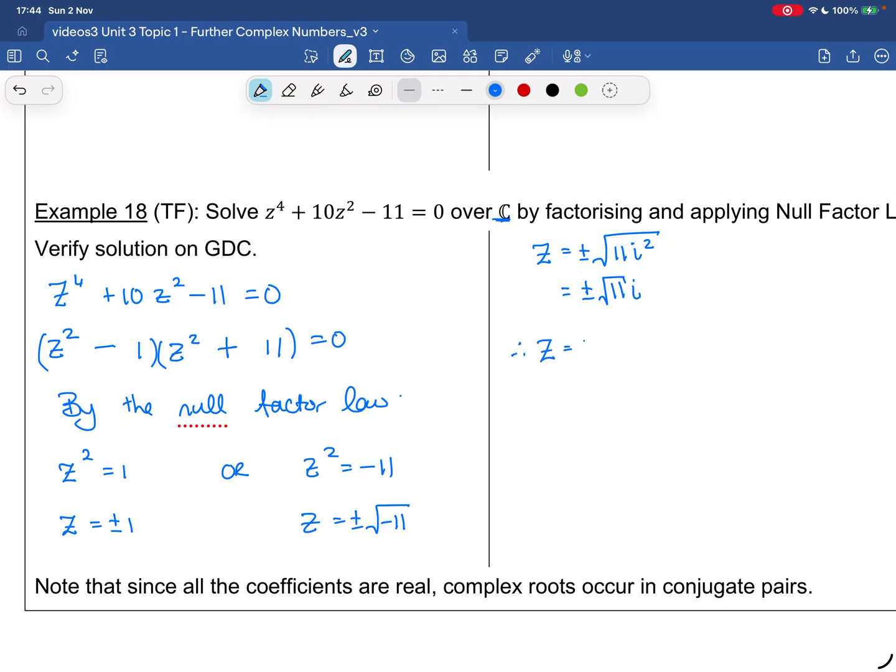So that gives me my four solutions. Z is equal to 1, negative 1, negative root 11i, or positive root 11i.